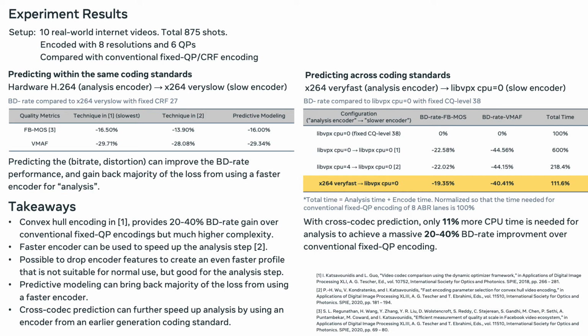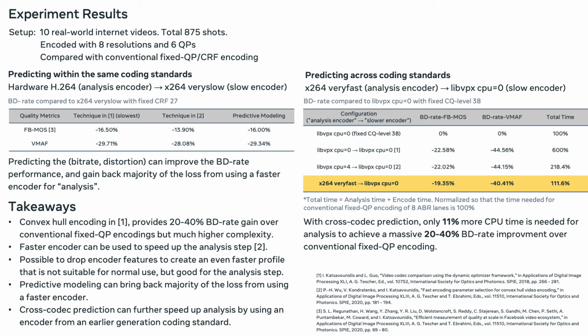These are the experiment results. First we'll look at the prediction within the same coding standard, where we use a hardware H.264 as the analysis encoder and software x264 as the slow encoder. So these are the BD rates compared to x264 very slow with fixed CRF. We present the original convex hull encoding, the one where we use a faster encoder for analysis, and also the one with predictive modeling. As you can see, by predicting the bitrate and distortion, we can improve the BD rate performance and gain back the majority of the loss from using a fast encoder for analysis.